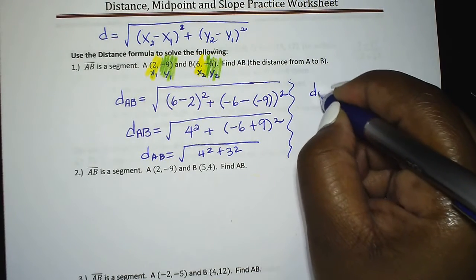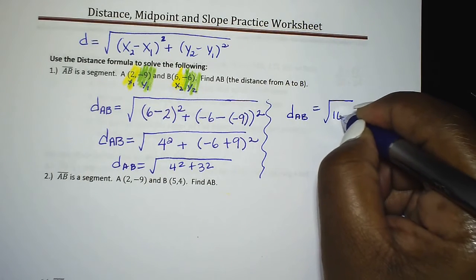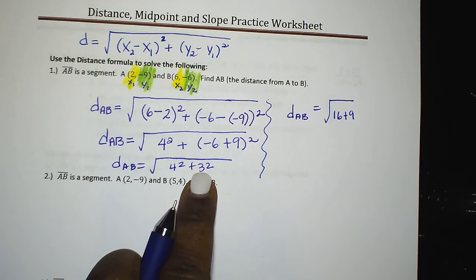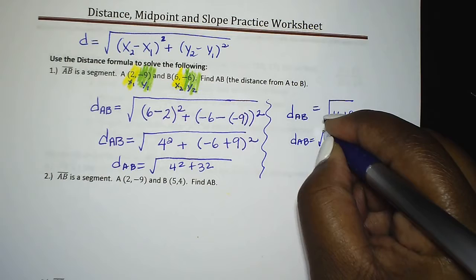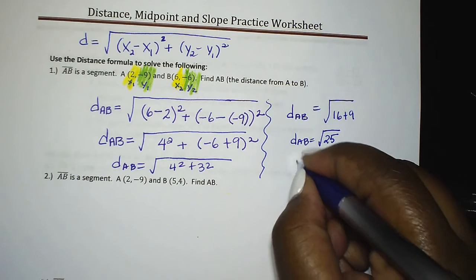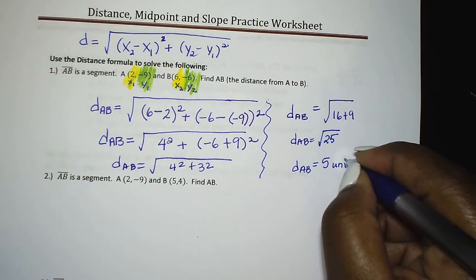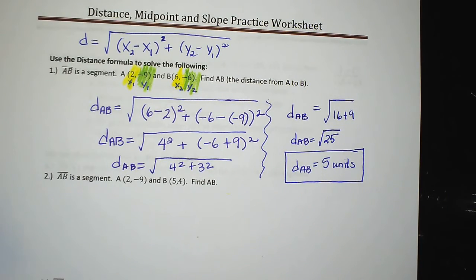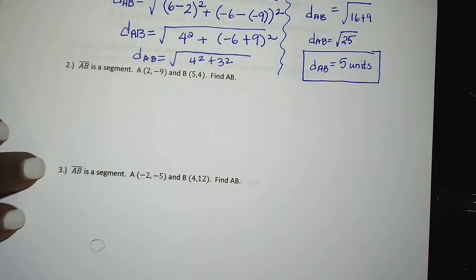That comes out to be the square root of 16 plus 9, because 4 squared is 4 times 4. 3 squared is 3 times 3. 16 plus 9 is equal to 25. And 25 is a perfect square, which is 5 times 5. So the distance of segment A to B is 5 units. And that's your answer. All right? And so that's what you'll do for number 2, number 3.